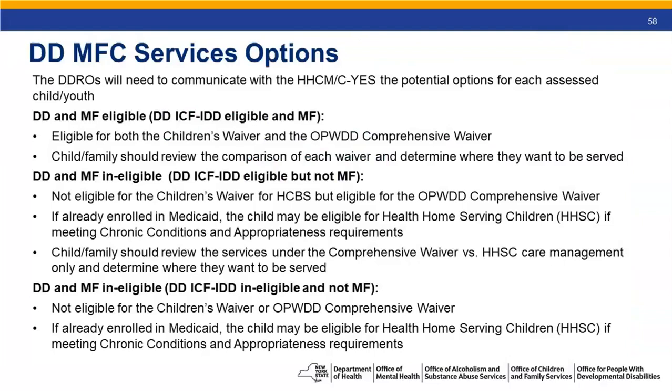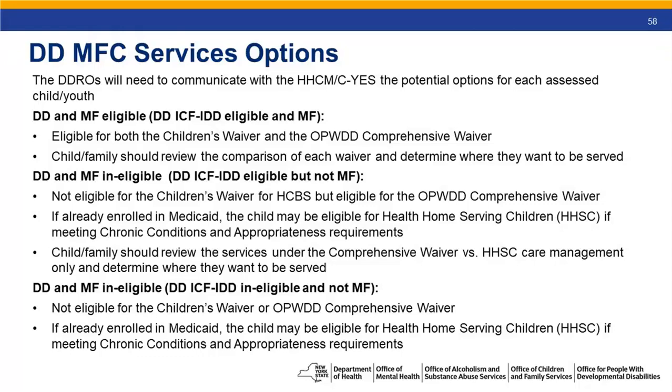So we want to just make sure that people understand, you might have to just print this slide out and post it up, especially if you work with the medically frail population in DD, because we now have this Children's Consolidated Waiver and OPWDD has a comprehensive waiver. We want to make sure that families are really clear about what their options are. So we do have on our DOH website, and I believe OPWDD does also, a crosswalk of the services in their comprehensive waiver and their CCO health homes versus the children's waiver and the health homes serving children.